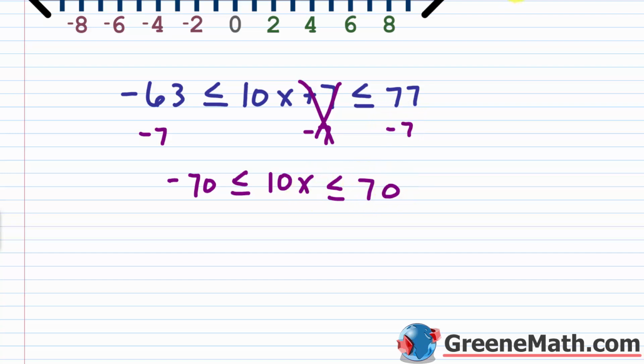Now, I want to isolate x right here. Since I'm multiplying x by 10, what I'm going to do is I'm going to divide each part by 10, right? So I can isolate x. So in the middle, we'll have x.